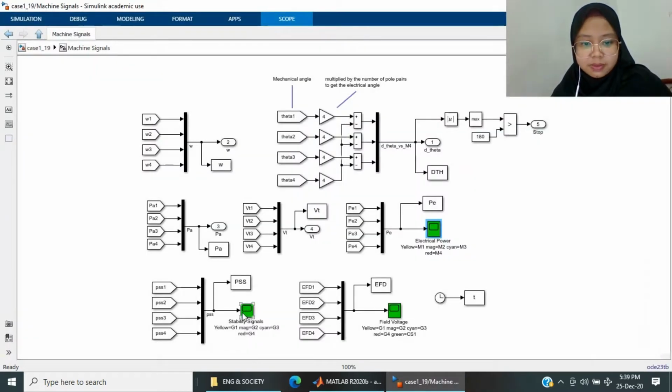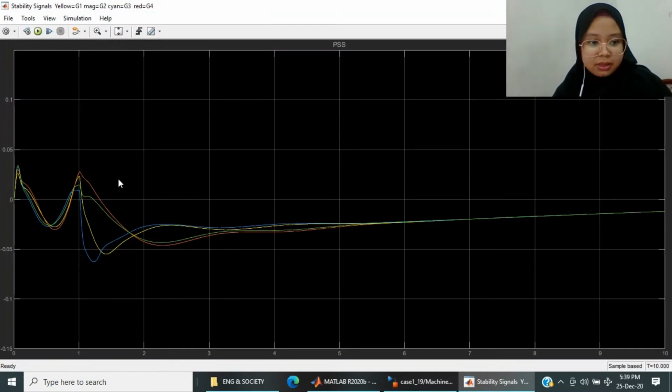And then we will see the stability. Based on the graph, the stability firstly rises when the sudden increment was added, but then after 3 seconds, the circuit breaker operated and the system started to stabilize. Okay, that's all for the sudden large increment of load at bus 7.